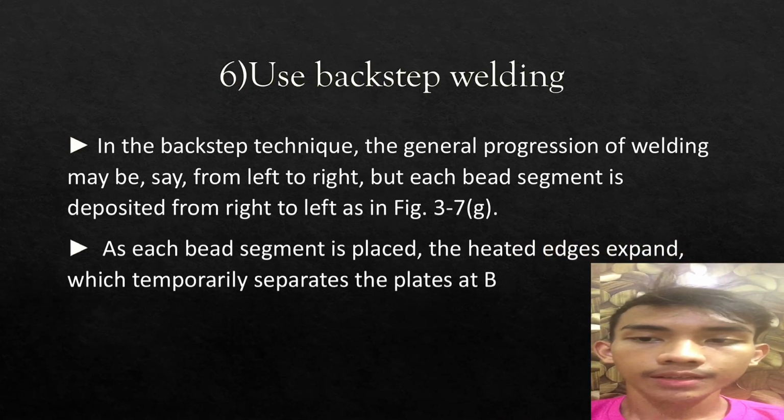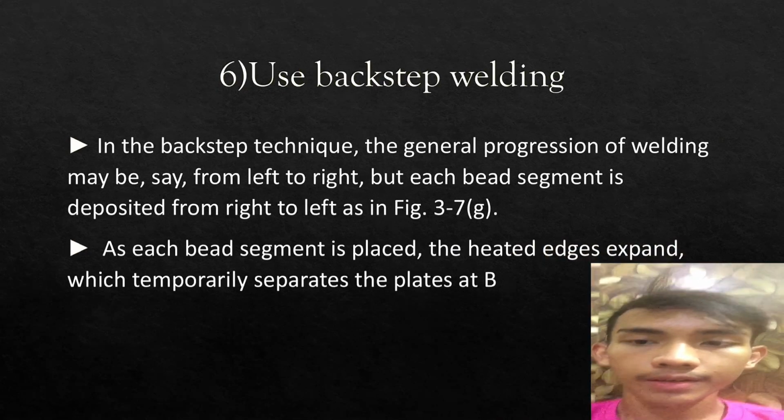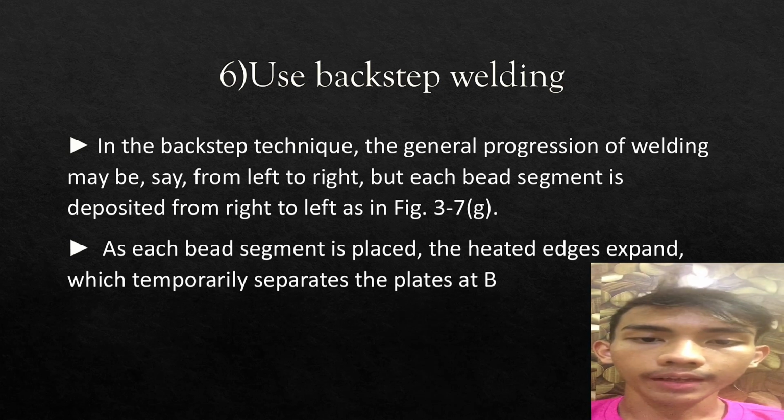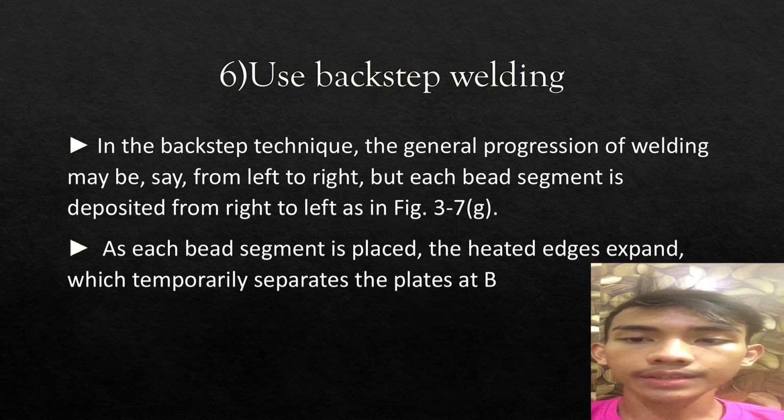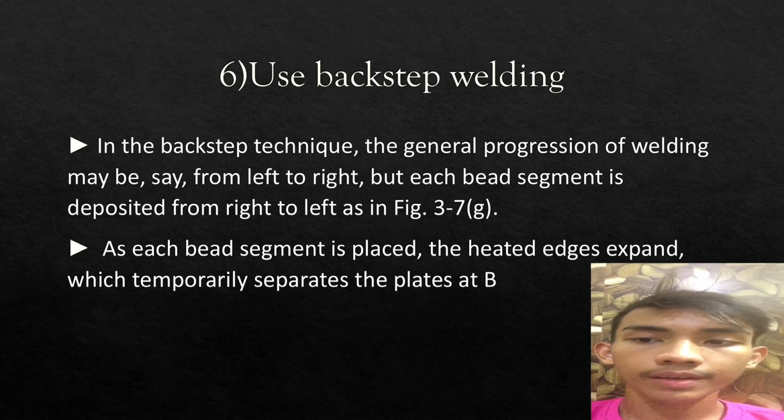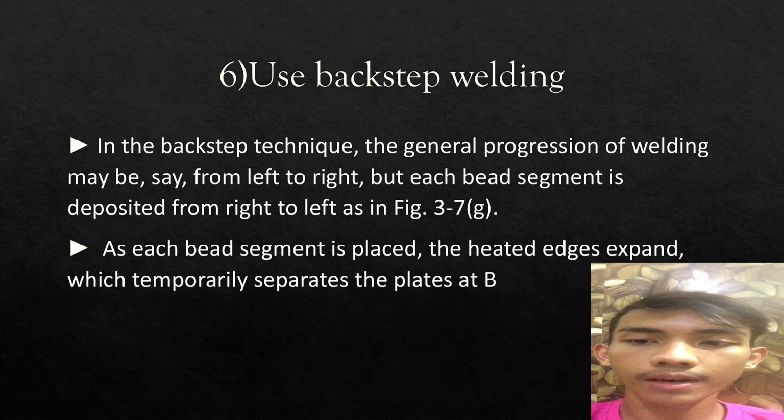Number 6. Use backstep welding. In the backstep technique, the general progression of the welding may be, say, from left to right, but each bead segment is deposited from right to left as in figure 3-7g. As each bead segment is placed, the heated edges expand, which temporarily separates the plates at B.